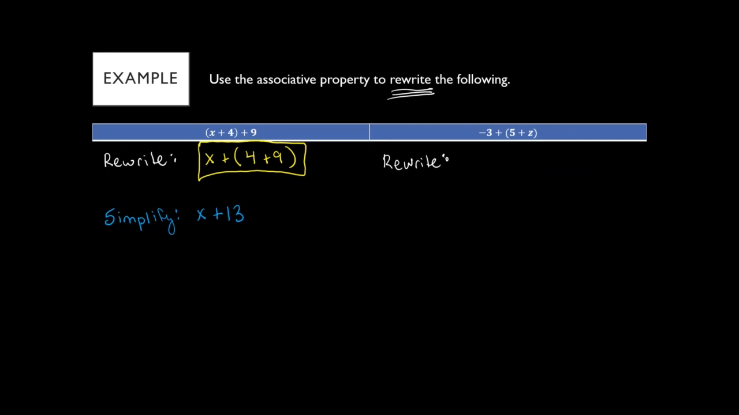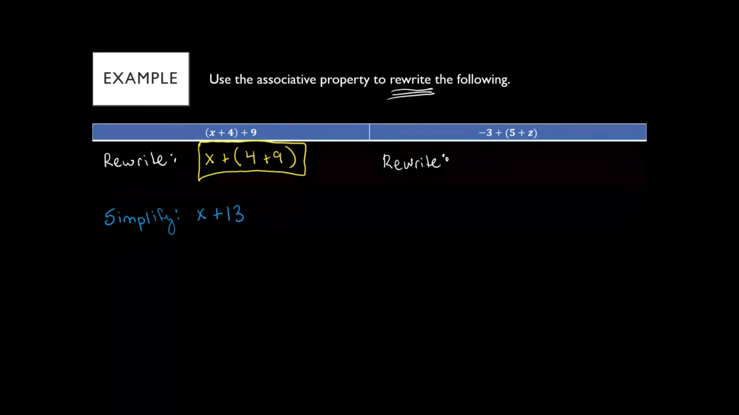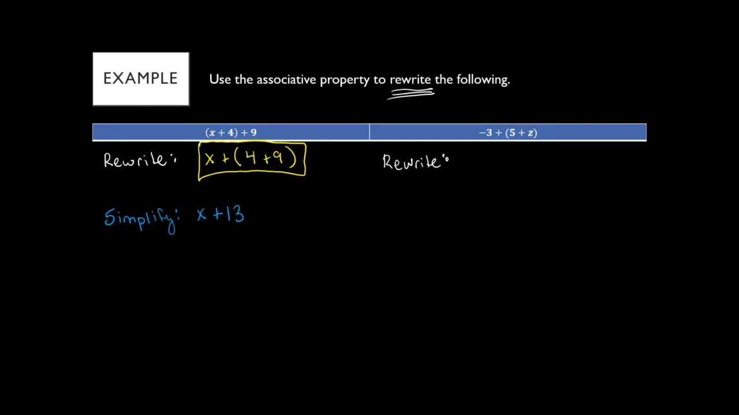So on the right, we have our parentheses in the back. So we have -3 plus, and then in parentheses, 5 plus z. So the associative property allows us to move those parentheses, and we can move them to the first two and group the first two things instead. So that would be having the -3 plus 5 in parentheses, and then plus z.